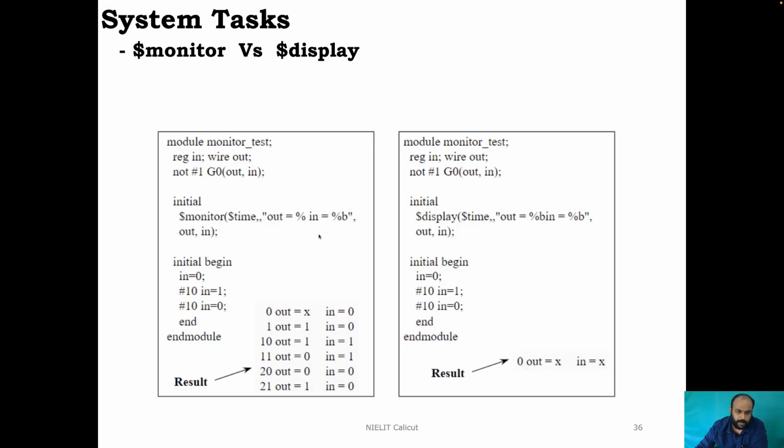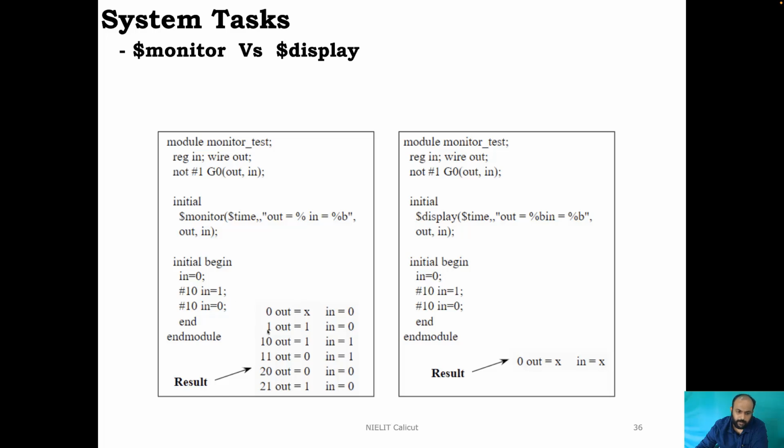You can look at this example and reinforce what we have discussed so far. The left example is for $monitor. Here you can see inside this initial block, the variable in is first given 0, then after 10 simulation time units, this is how you specify delay in Verilog, hash followed by a value, the value of input is made 1. Then after another 10 nanoseconds, the value of input is made 0. If you have put $monitor to monitor the changes in the values of output and input, then whenever the value of any of these changes, all values will be printed.